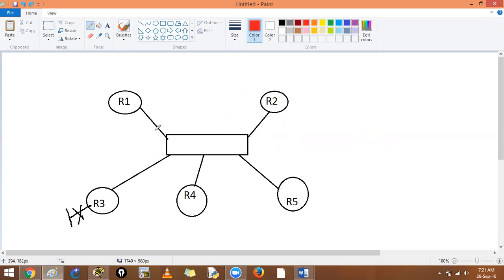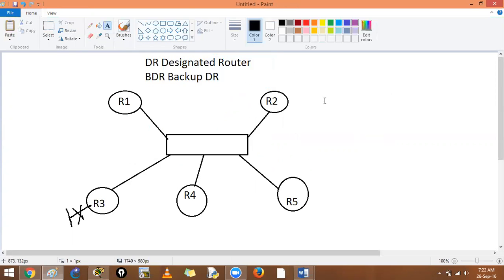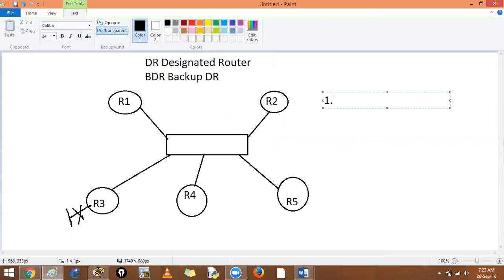So what they did was they said on an Ethernet link type, if you are having Ethernet, you will have something called DR, a designated router, and a backup designated router. Backup DR elected. So what happens is there is adjacency of two types. One is neighbors and the other is adjacent neighbor.